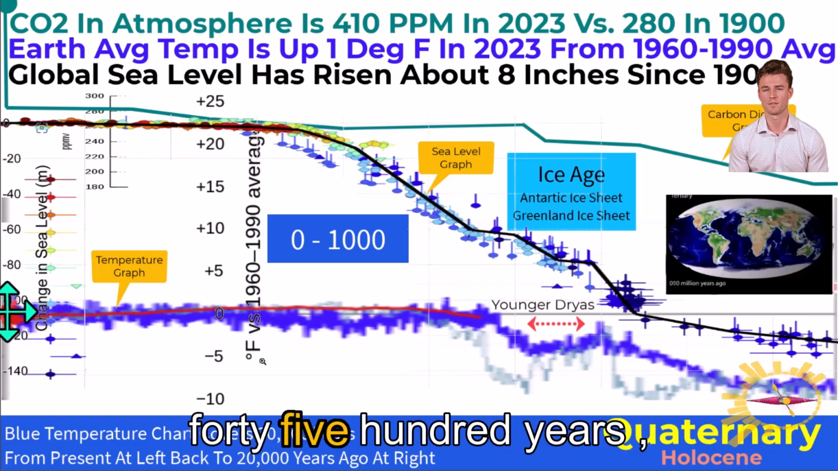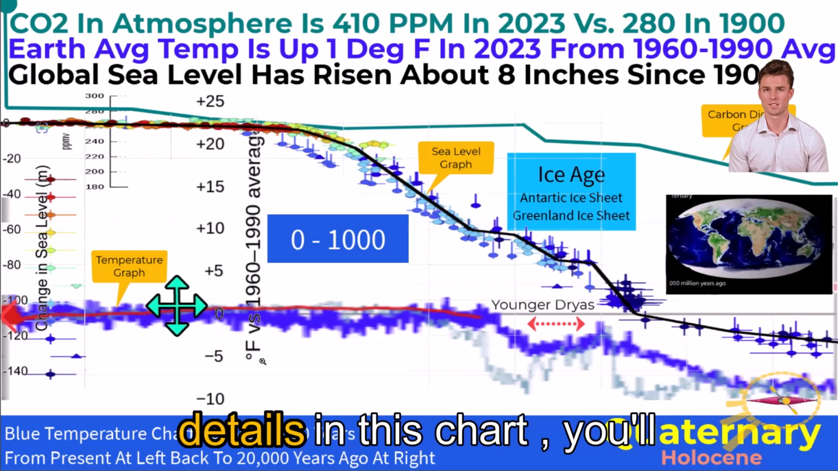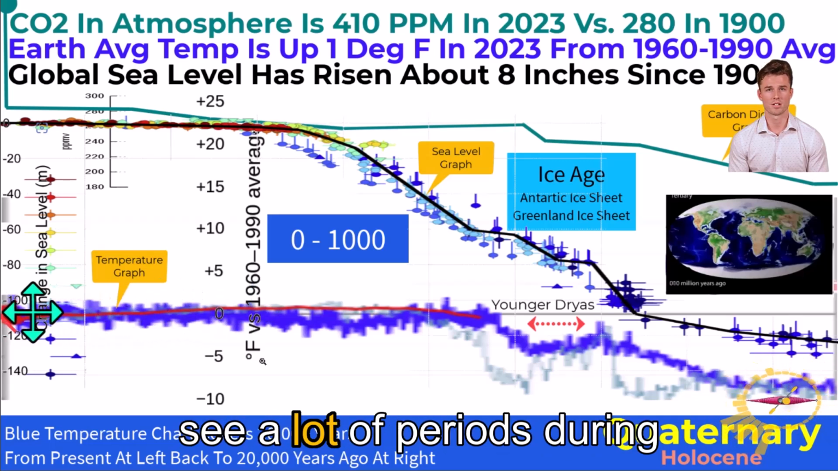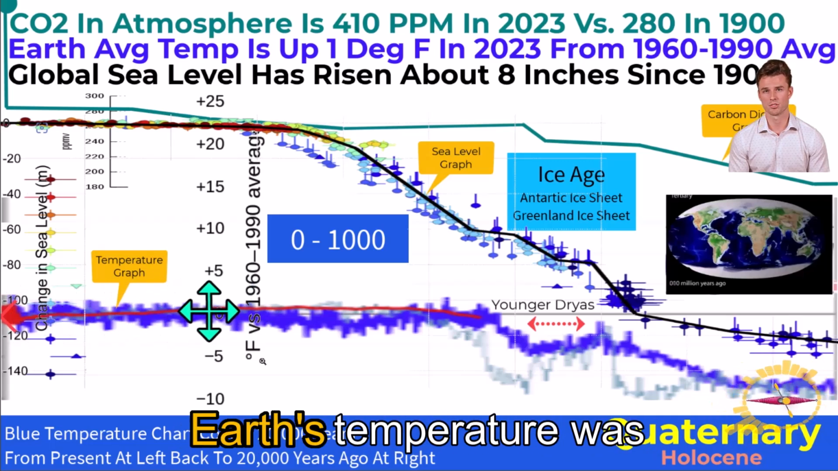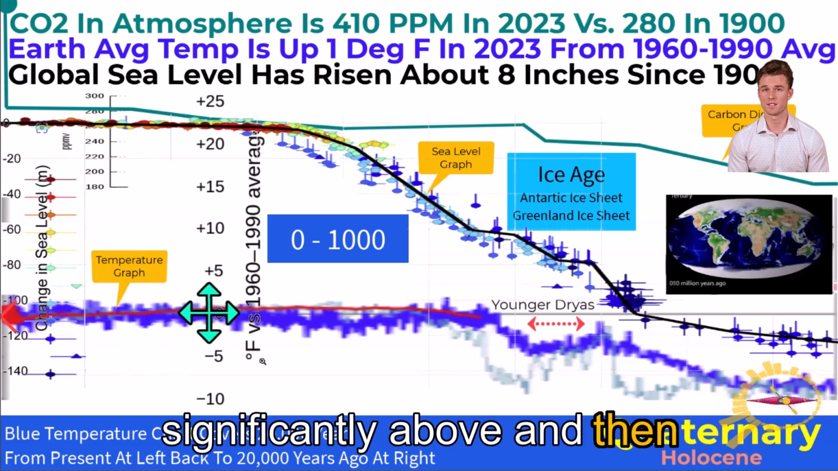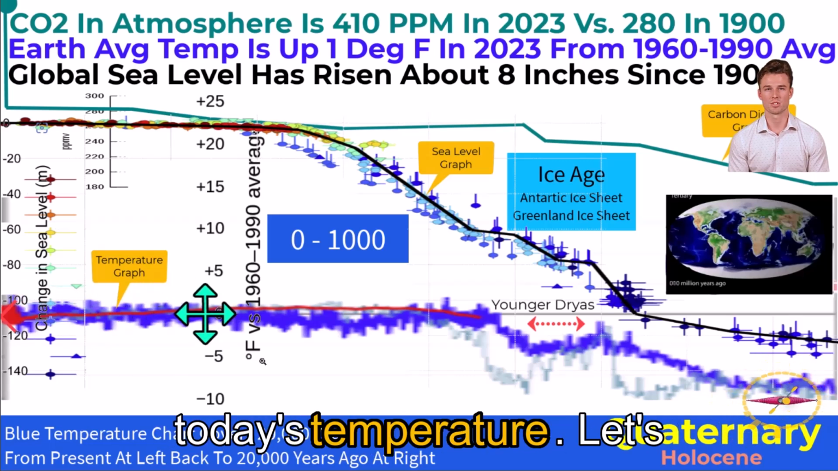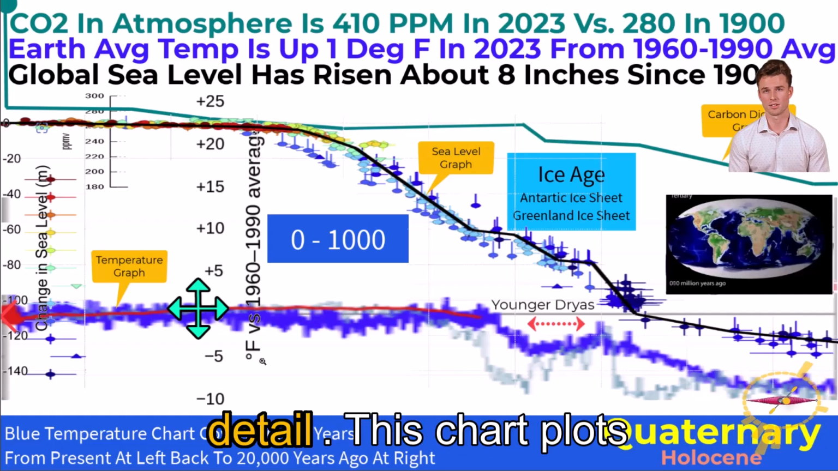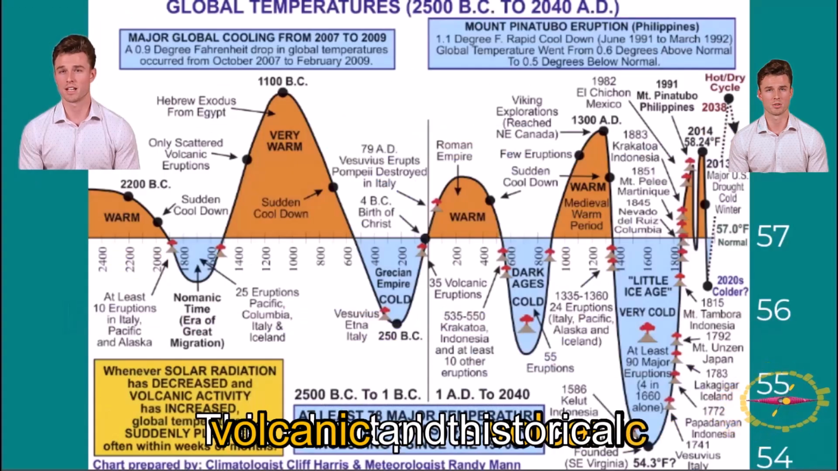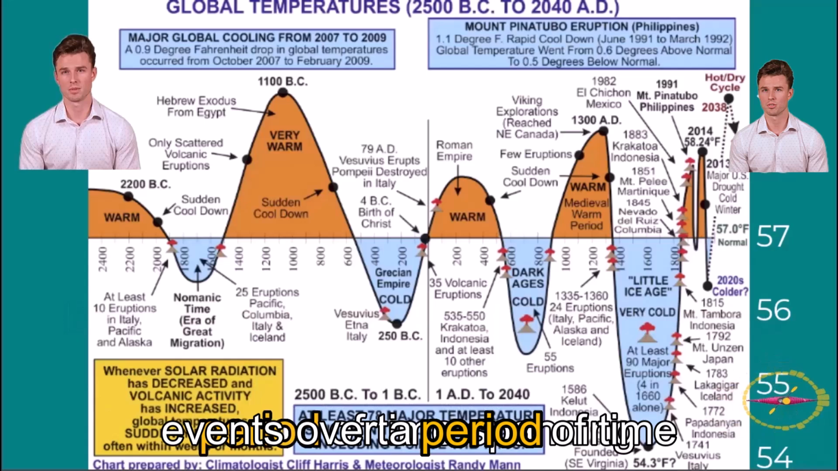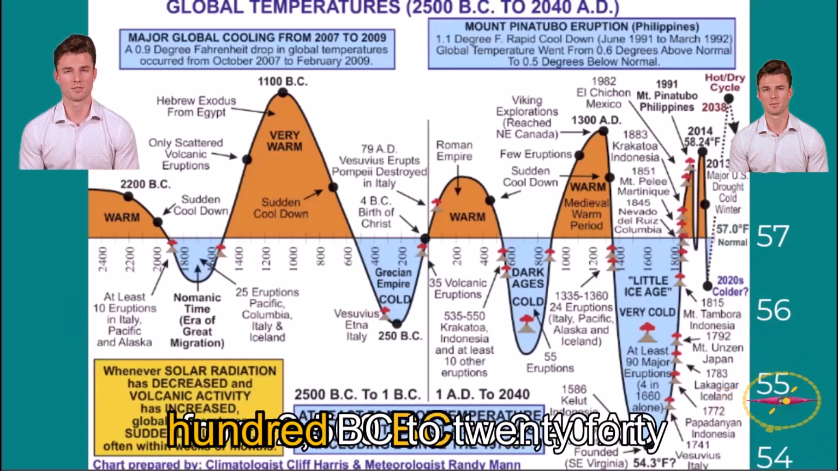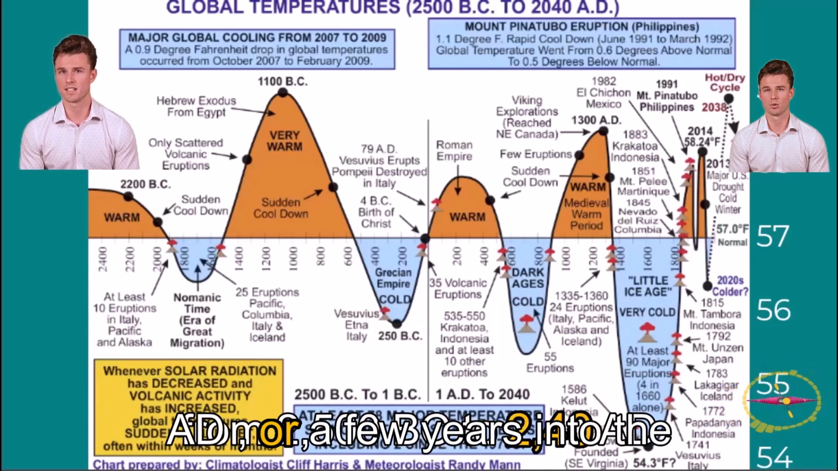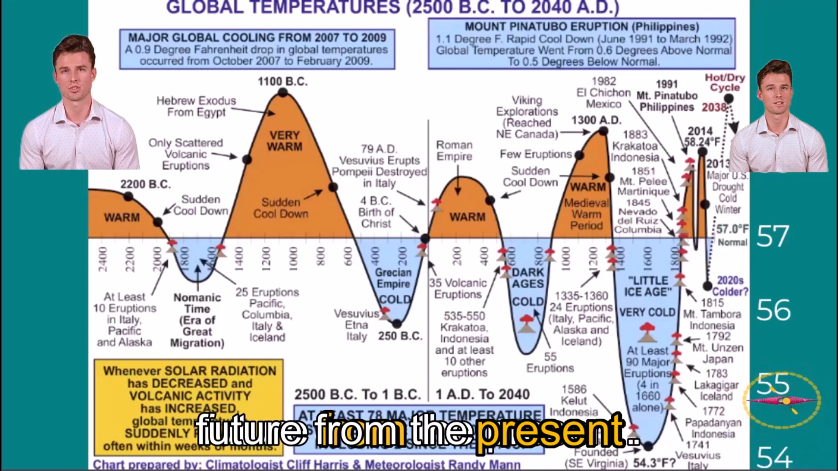If you go back 4,500 years, and take a look at the details in this chart, you'll see a lot of periods during this span of time where Earth's temperature was significantly above and then significantly lower than today's temperature. Let's take a quick look at that period of time in more detail. This chart plots volcanic and historical events over a period of time spanning from 2500 BC to 2040 AD, or a few years into the future from the present.